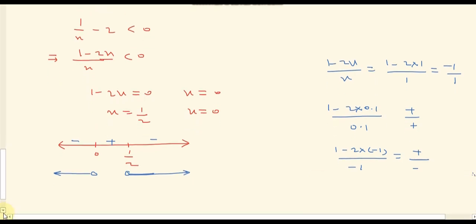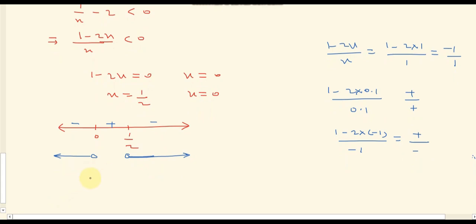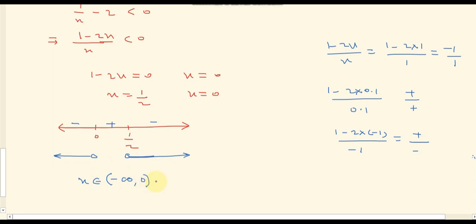So in the form of brackets, the answer will be x belongs to minus infinity to 0. We will write a round bracket, minus infinity comma 0, because 0 is not included in the value of x. Also we have x from 1 by 2 to plus infinity, so we will take a union here. 1 by 2 is not included in the value of x, so we will draw one round bracket here, 1 by 2 comma infinity. So this is the final answer.